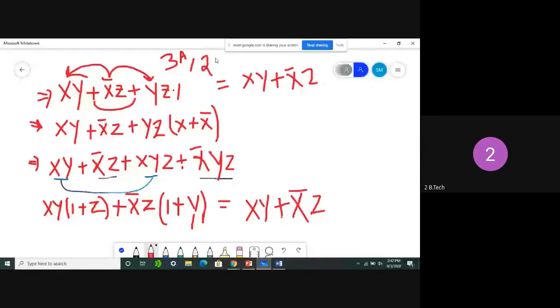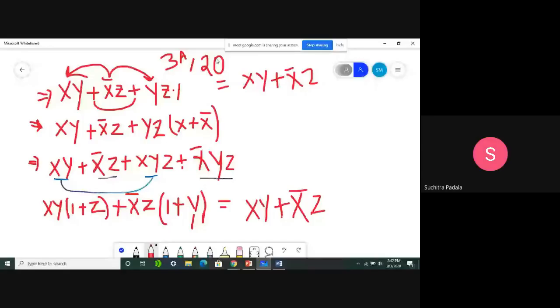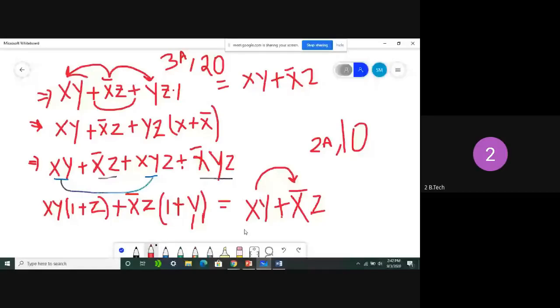But after resolving, what can we find from this? 2 AND gates and 1 OR gate. Clear to all of you? So by using this equation instead of the original formula, the number of components used for a particular device is going to be reduced.